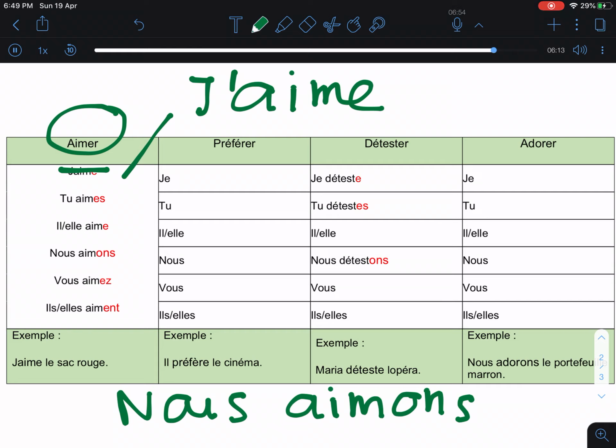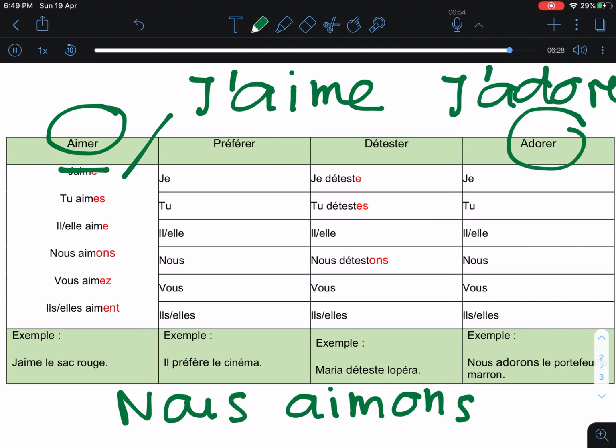Another important reminder is that please take note that when the pronoun je, which is I in English, is used in front of verbs beginning with a vowel A, E, I, O, U, or a silent H, it becomes J apostrophe. For example, j'aime instead of je aime, it becomes j'aime, J apostrophe A-I-M-E. Another example is je adore becomes j'adore.